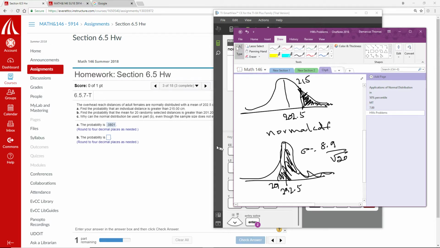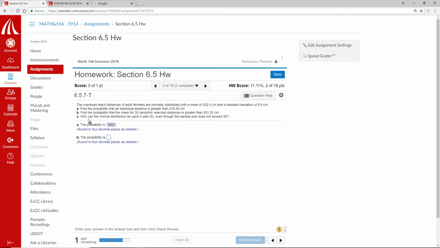And so my lower bound would be 201.2. It says find the probability that the mean of the 20 randomly selected distances is greater than 201.2. So let's give this one a shot.